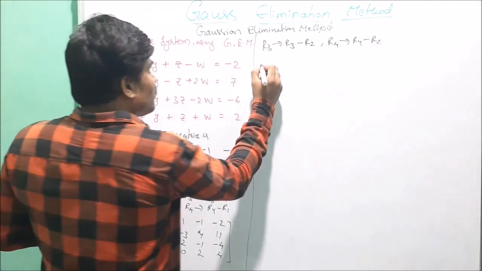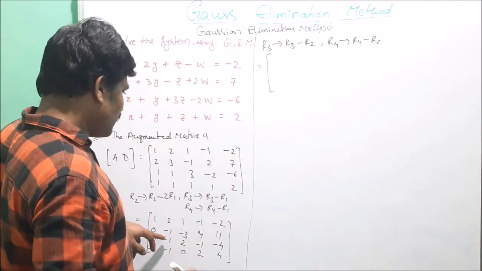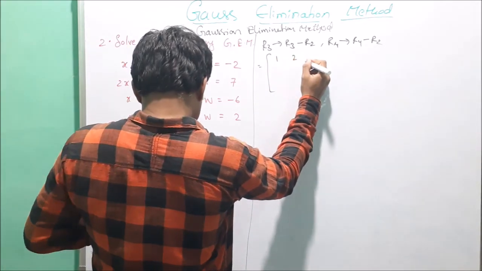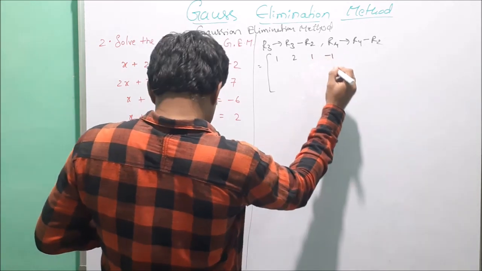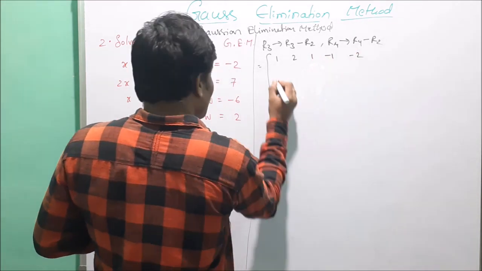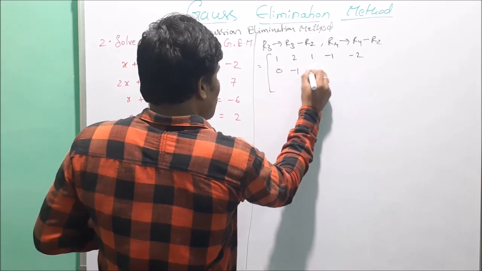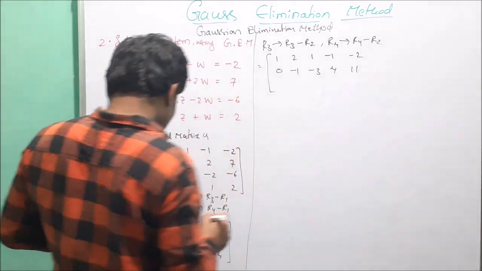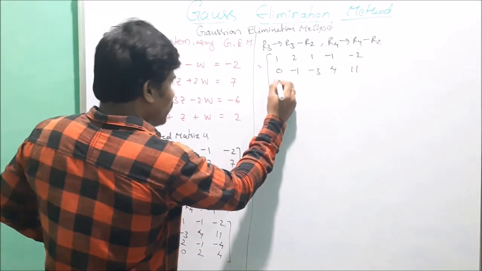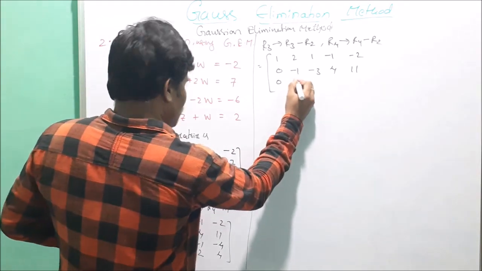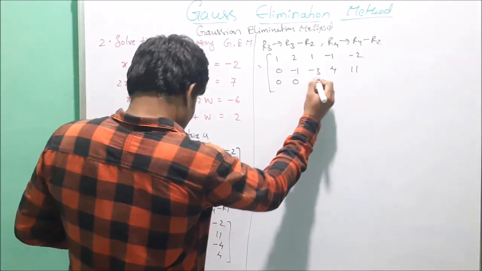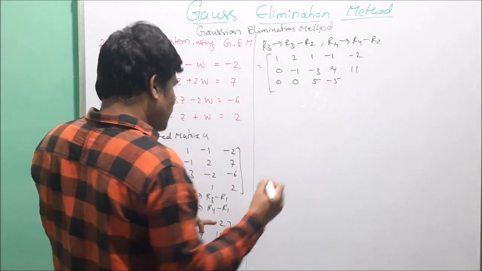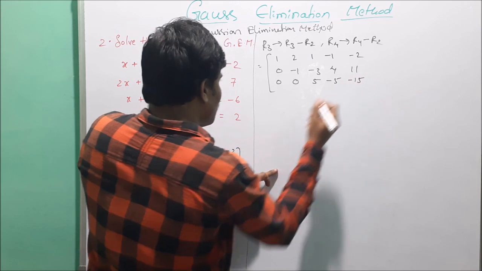Now, using the third row operation, here the first two rows do not change. 1, 2, 1, minus 1, minus 2. 0, minus 1, minus 3, 4, 11. In the third row, 0 minus 0, 0, minus 1 plus 1, 0, 2 plus 3, 5, minus 1 minus 4, minus 5, and minus 4 minus 11, minus 15.